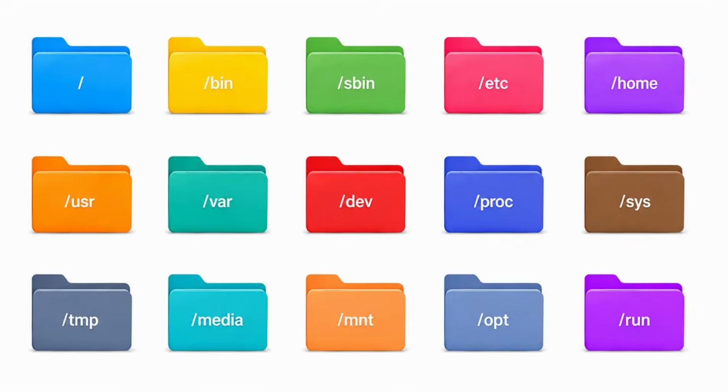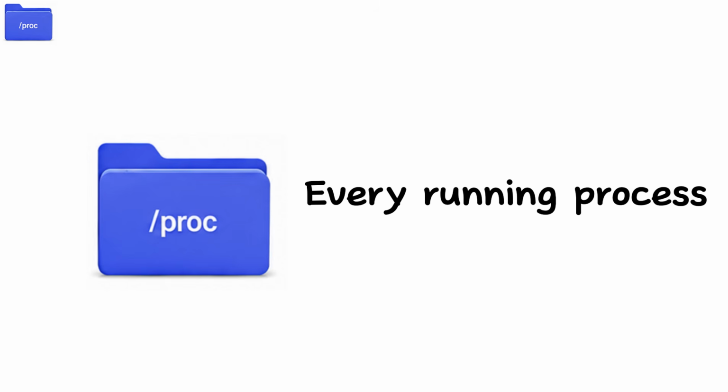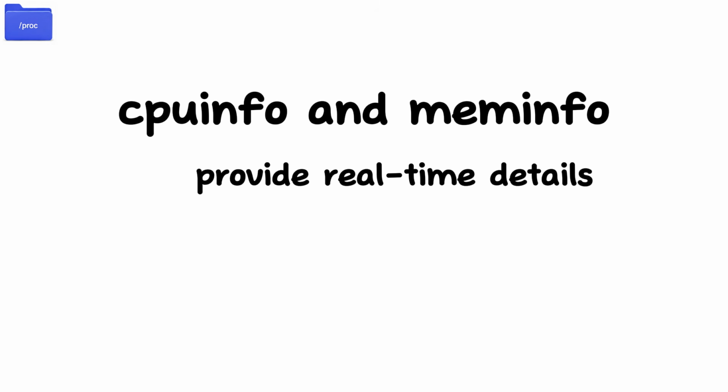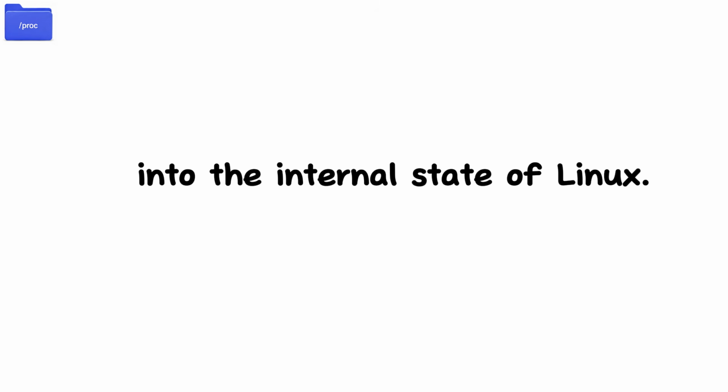Proc file system. This is a virtual file system created dynamically by the kernel. Every running process gets its own numbered directory containing information about memory usage, open files, and running commands. Files like cpuinfo and meminfo provide real-time details about the processor and system memory, making proc one of the main windows into the internal state of Linux.